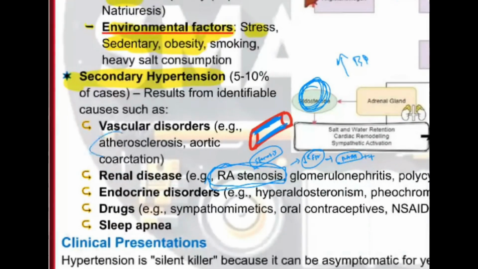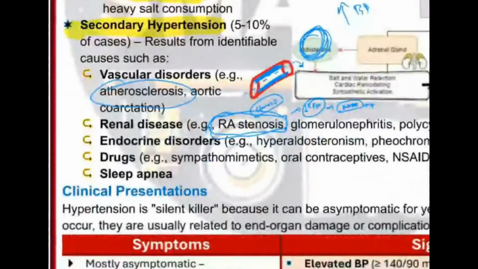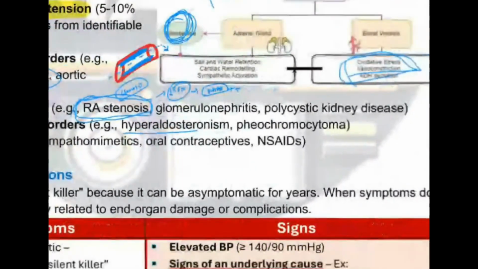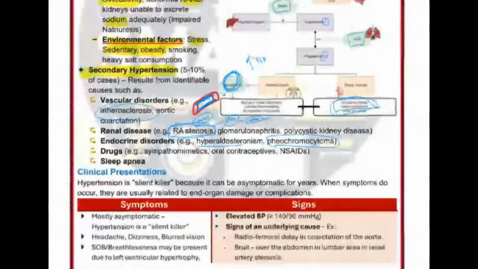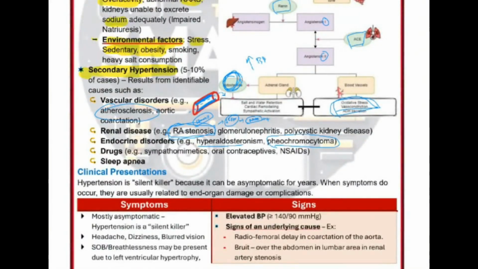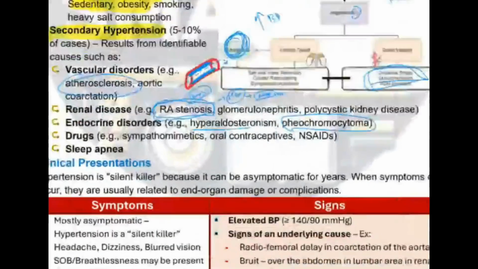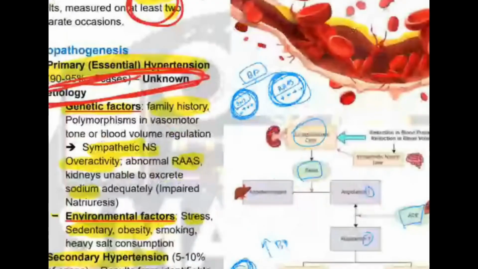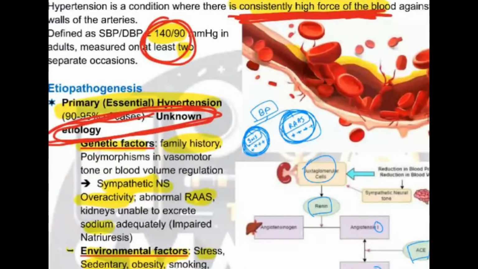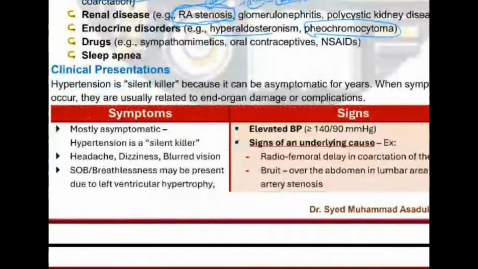In the same way, atherosclerosis. If there is atherosclerosis, then there will be a problem in the blood supply and BP will be more. Atherosclerosis causes a narrow lumen and vasoconstriction. There are also some endocrine disorders like hyperaldosteronism and pheochromocytoma, where norepinephrine is increased. These are the conditions in which hypertension develops secondarily. Due to these conditions, hypertension develops. That's why it is secondary hypertension. Clear? What is hypertension? Is the pathogenesis clear? Now, moving on to clinical presentation.